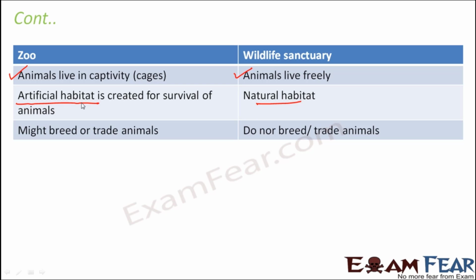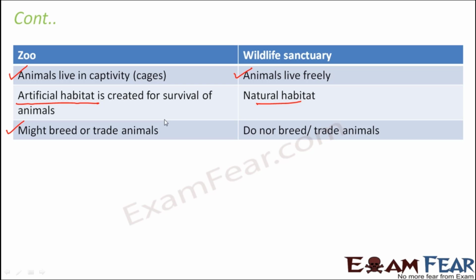So when you want lions to be present inside a zoo, you have to create an atmosphere surrounding the lion that it is its habitat, so that it is able to survive there. Zoo might breed or trade animals. Animals also get traded in a zoo. For example, you would have seen many circus companies show you many performances using animals like elephants, lions and tigers. So many times they take these kinds of animals from zoo. So in zoo, this kind of trade happens.